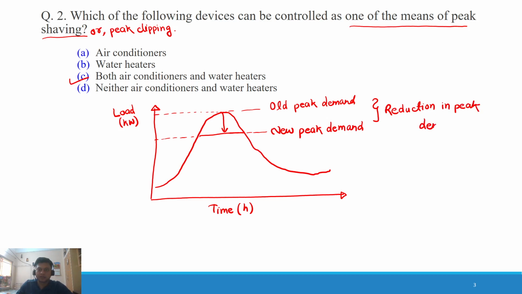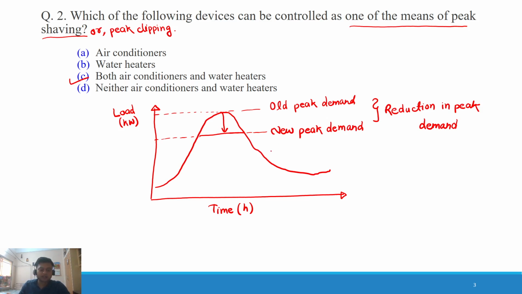And we are not shifting this power demand to some other time duration. So this will also lead to a decrease in total energy consumption. The most common example for this peak saving or peak clipping is efficient control of air conditioners and water heaters.